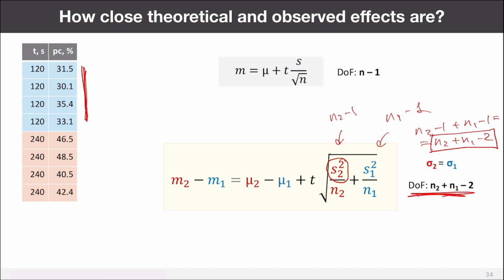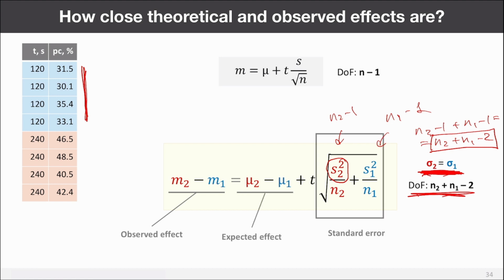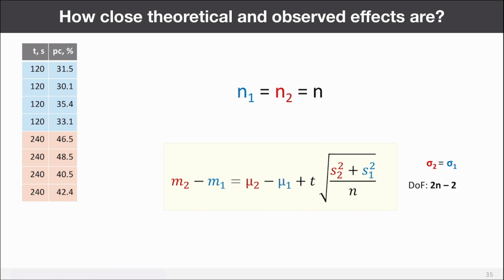Okay. But again, this is correct only if this is true, because for normality, this will be correct for any sigma. But if you want to use the t-distribution in this case, this assumption is important, but we will discuss details a little bit later. Okay. So this is the observed effect, this is the expected effect, this is the standard error of the effect, and then we know the degrees of freedom. So we know everything in order to do the calculations.